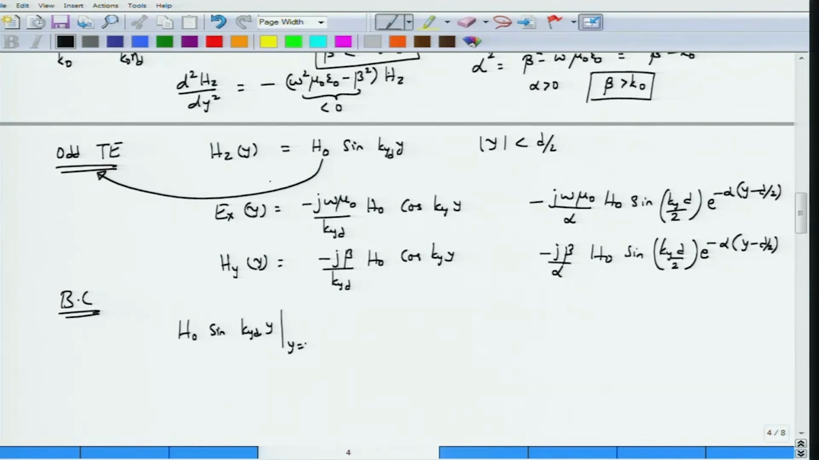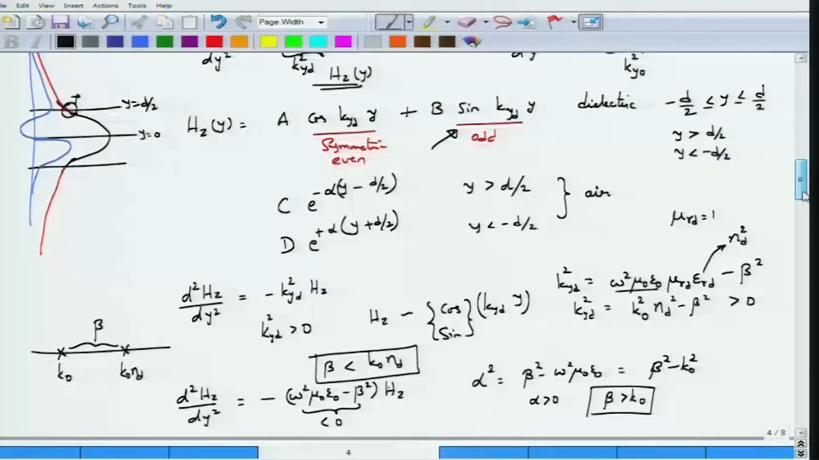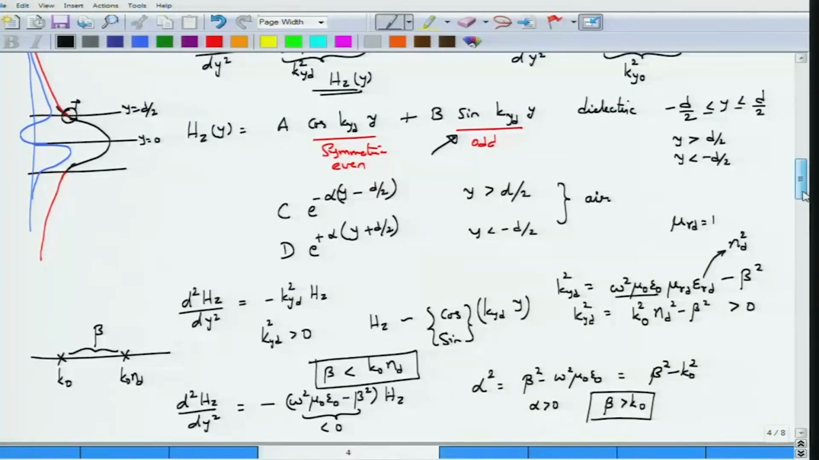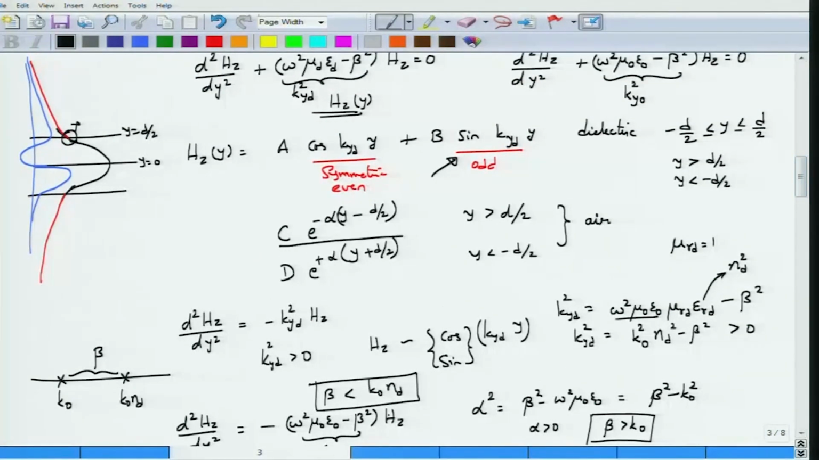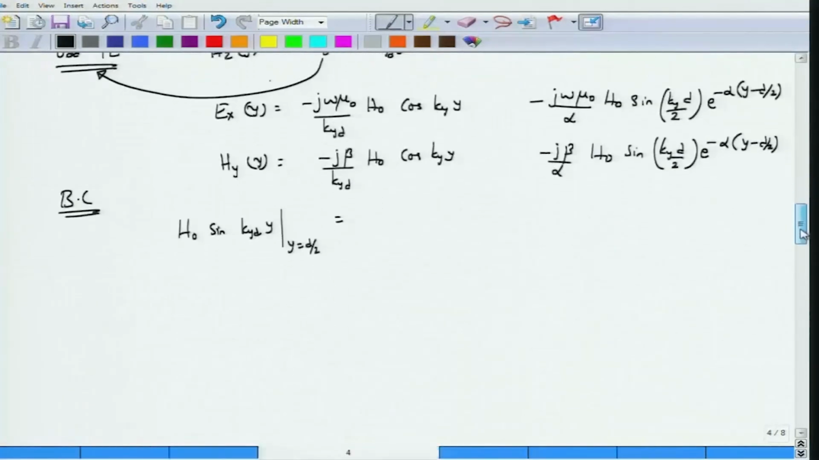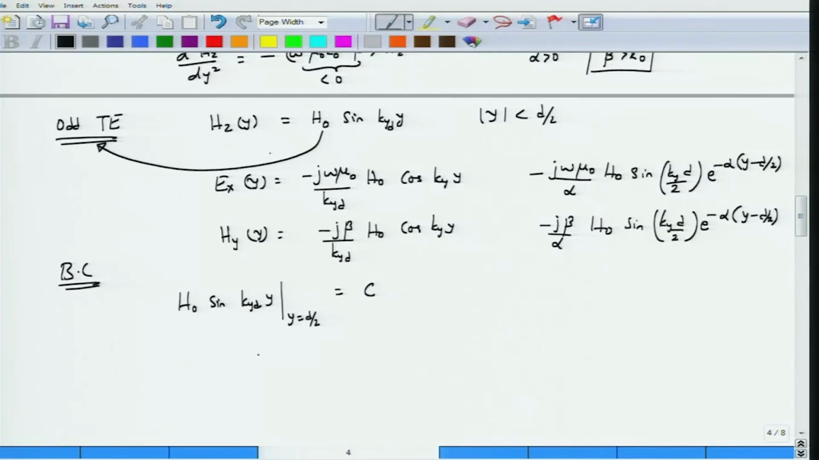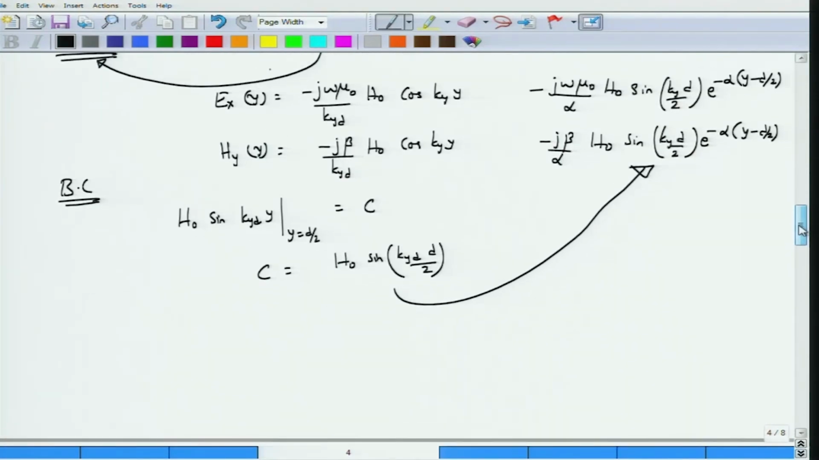This was the solution as you would have in the dielectric region. This at y equal to d by 2 must be equal to the condition for the wave in air, right. So at y equal to d by 2, if you approach from the top, the solution would be in the form of c e to the power minus alpha y minus d by 2. Therefore at y equal to d by 2, this would be equal to c. So c is equal to H0 sin ky d by 2, and this is precisely what this factor is coming from over here.